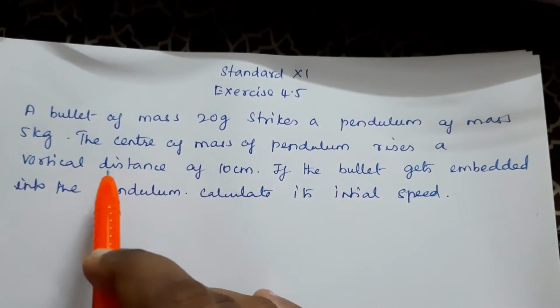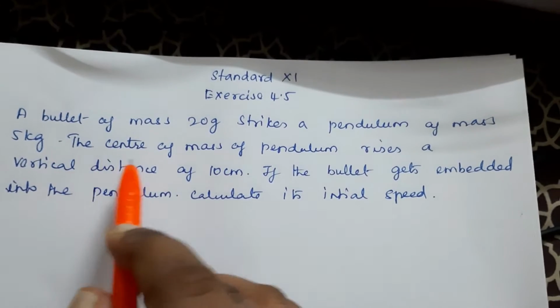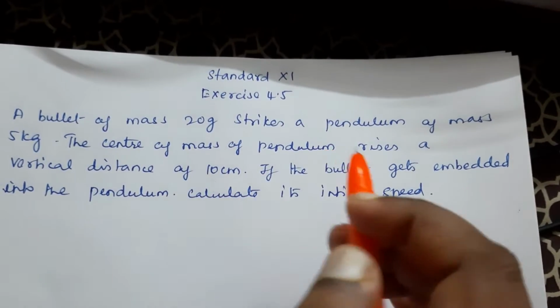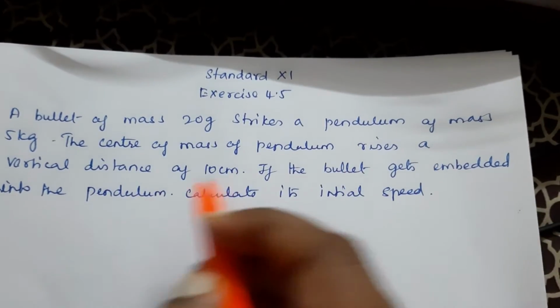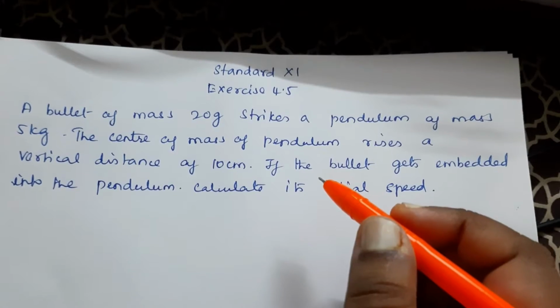Exercise 4.5. A bullet of mass 20 grams strikes a pendulum of mass 5 kg. The center of mass of the pendulum rises a vertical distance of 10 cm. If the bullet gets embedded into the pendulum, calculate its initial speed.